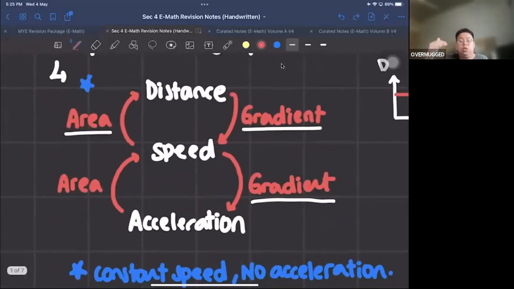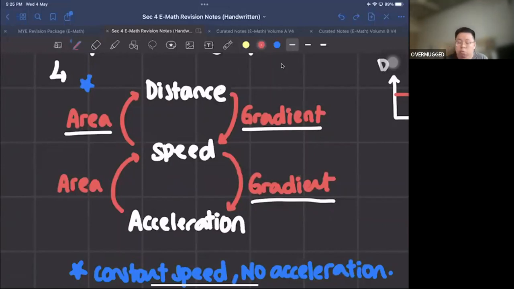I will write distance, speed, then acceleration in order like this, and then I'll draw arrows. When you are given a distance time graph looking for the speed time graph, we tabulate the gradient. If you're given the speed time graph looking for the acceleration, we tabulate the gradient. If we're given an acceleration time graph, looking for the speed, we tabulate the area under the curve. Speed time graph, looking for distance, we tabulate the area under the graph.